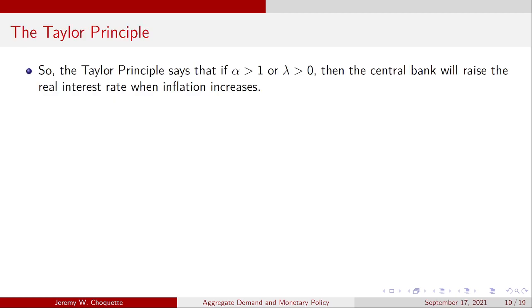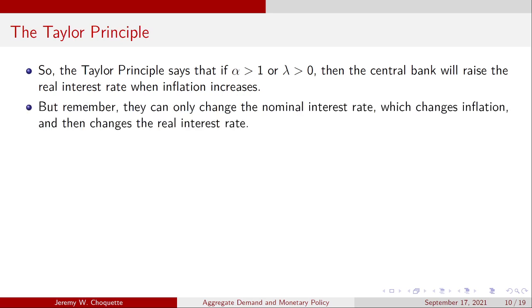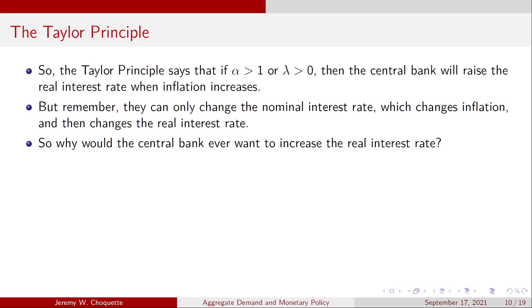So the Taylor principle says alpha is larger than 1, lambda is greater than 0. The central bank will raise the real interest rate whenever inflation increases. But they can only change the nominal interest rate, which changes inflation, thus changing the real interest rate, hopefully, fingers crossed. So why would the central bank ever want to increase the real interest rate? Now that's actually a pretty solid question to be asking the Federal Reserve right now because they don't seem to have any interest in doing so. So why would they ever increase the real interest rate?